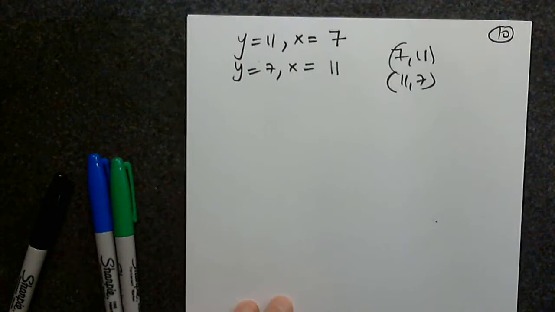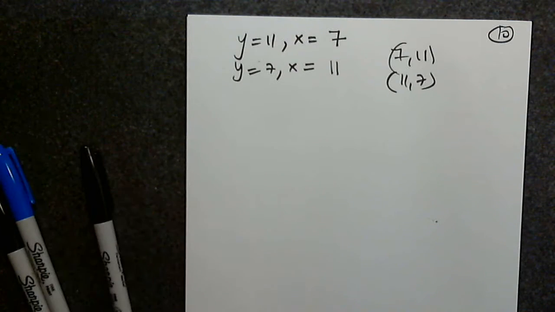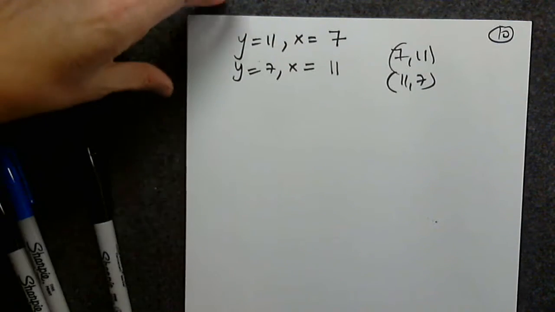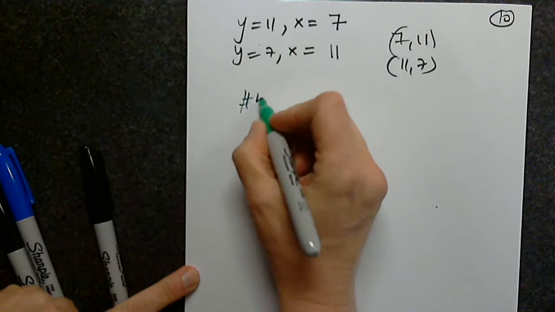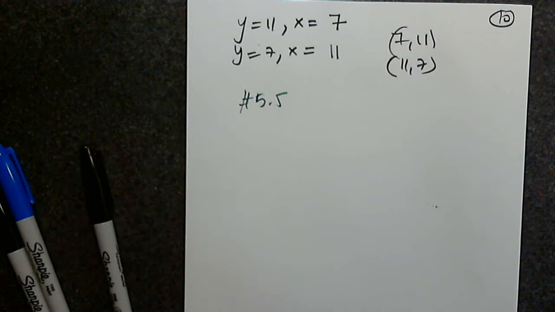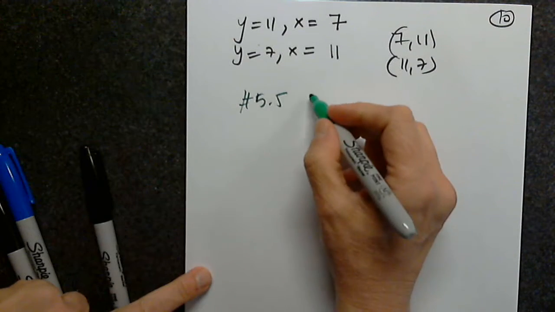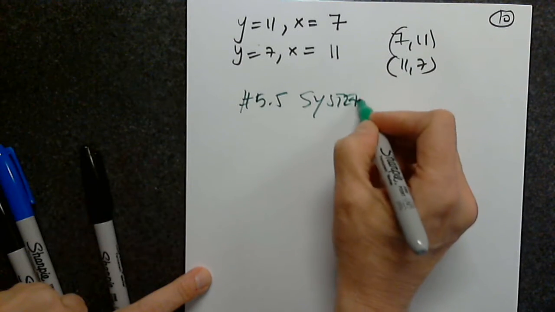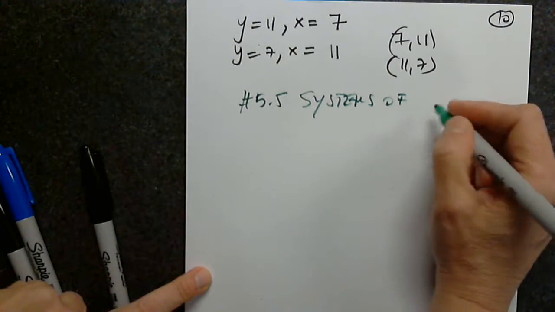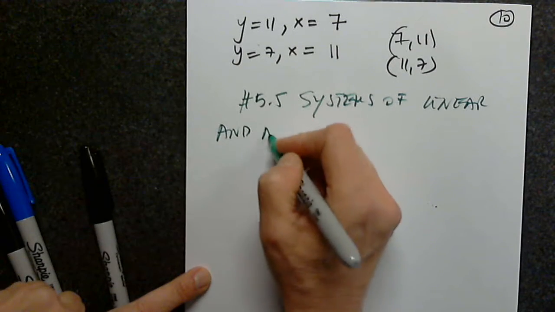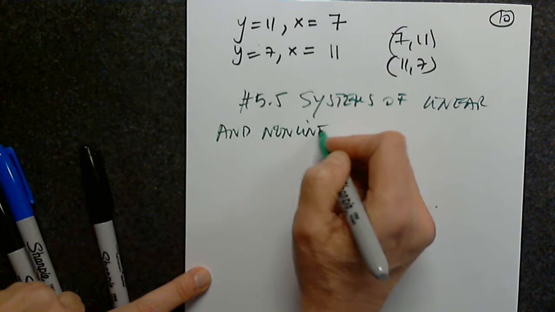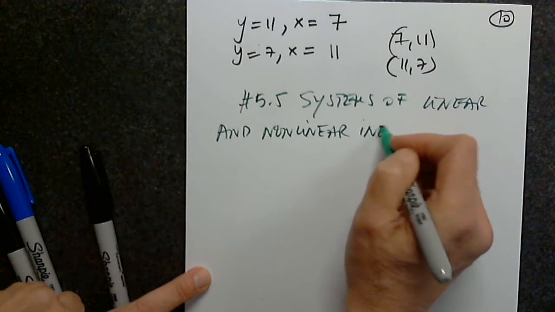Okay, the last section, there are only 3 sections from chapter 5. The last section is also known. We're going to review it. So this is 5.5. We're going to do the whole thing. Solving systems of linear and nonlinear inequalities.